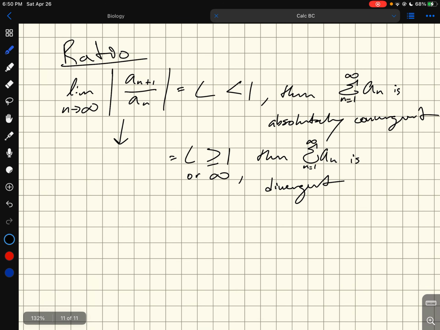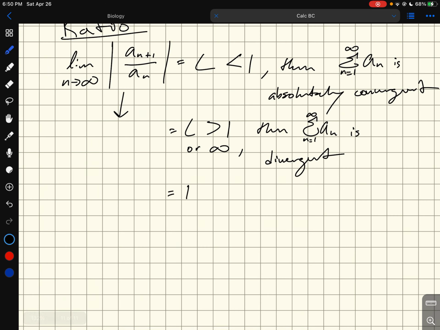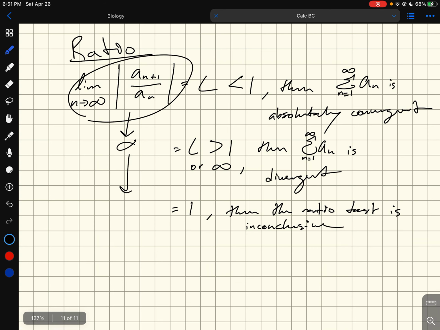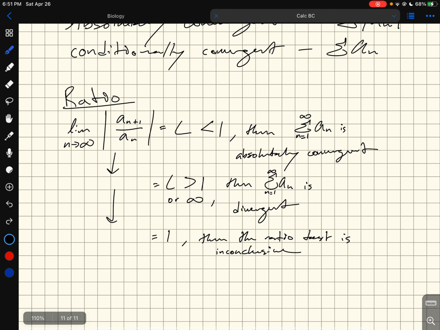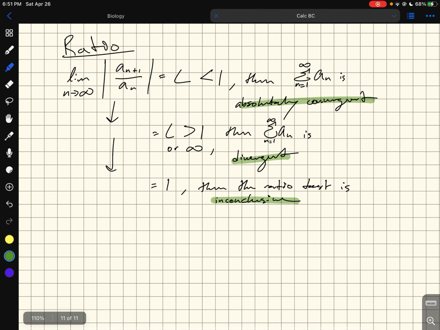You notice how none of these have an equal sign with it? That's because if it equals 1, then the ratio test is inconclusive. So that's kind of a pity. But yeah, we can't tell. What this means is that we don't know whether the series is convergent or divergent. I'll just put an arrow there to show that. So if the limit is less than 1, it's absolutely convergent. If it's greater than 1, it's divergent, and if it's equal to 1, it's inconclusive.